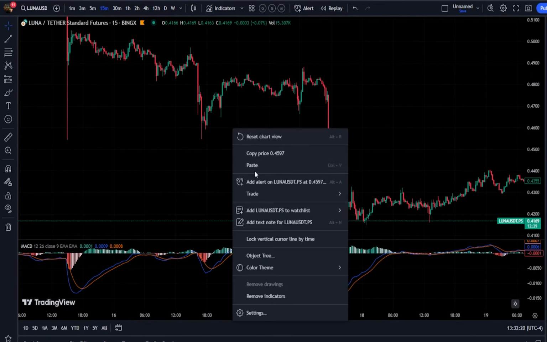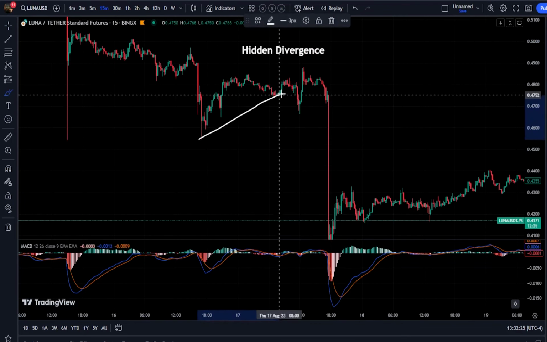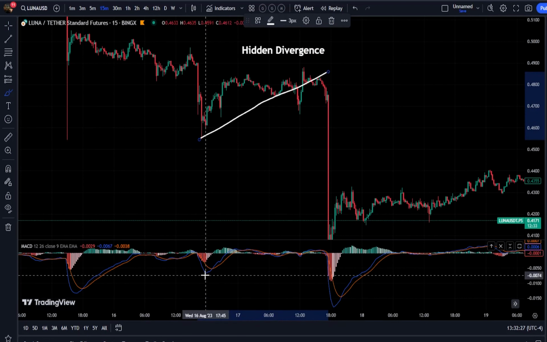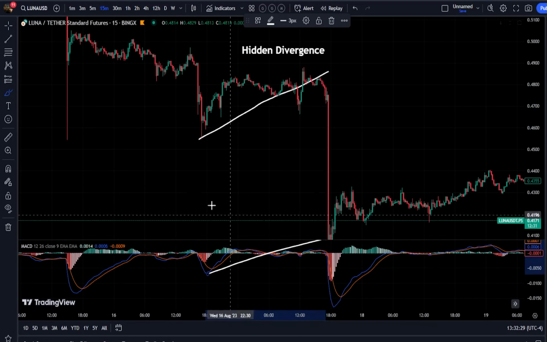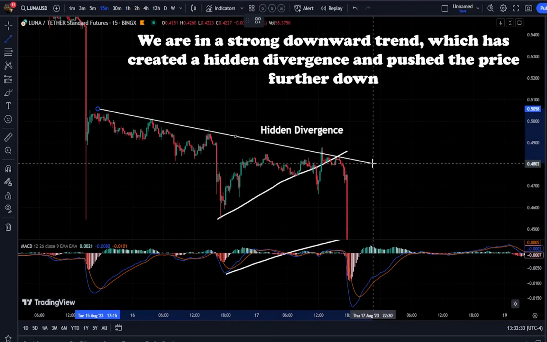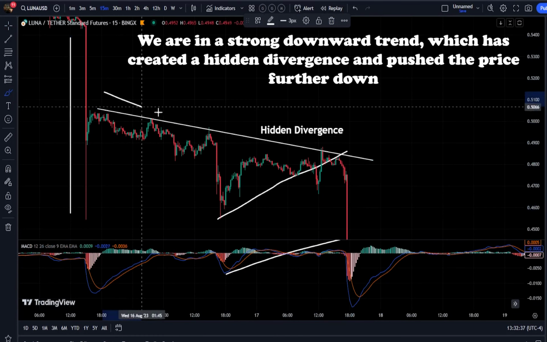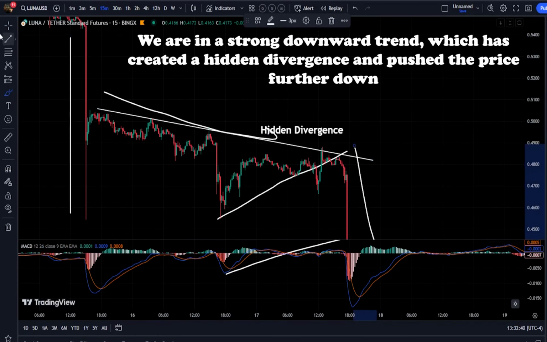Number 5. Negative hidden divergence. Unlike the positive hidden divergence, this type of divergence forms at the end of the downward trend and indicates that the price will continue to decline. We can even accept this type of divergence to form at the beginning of a downward trend channel.